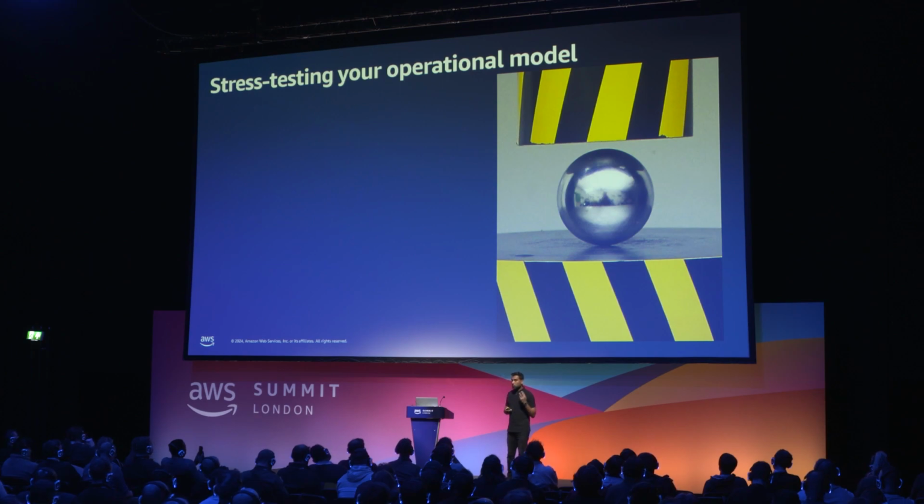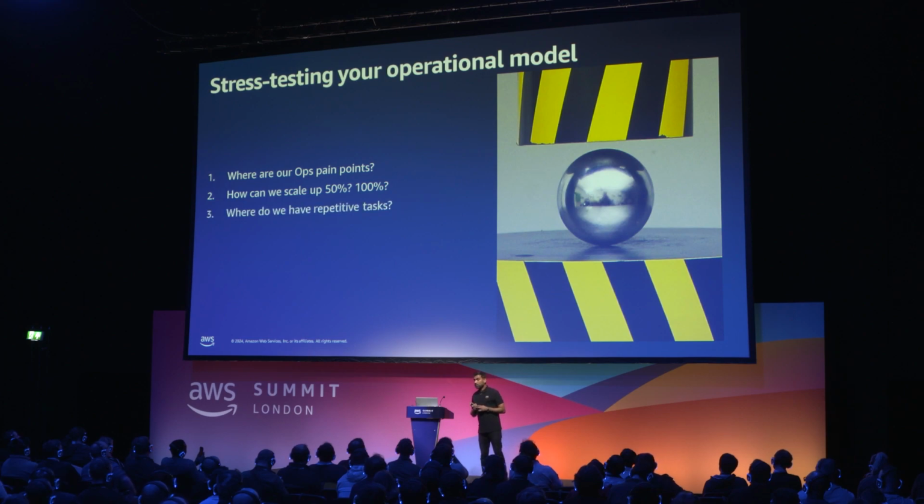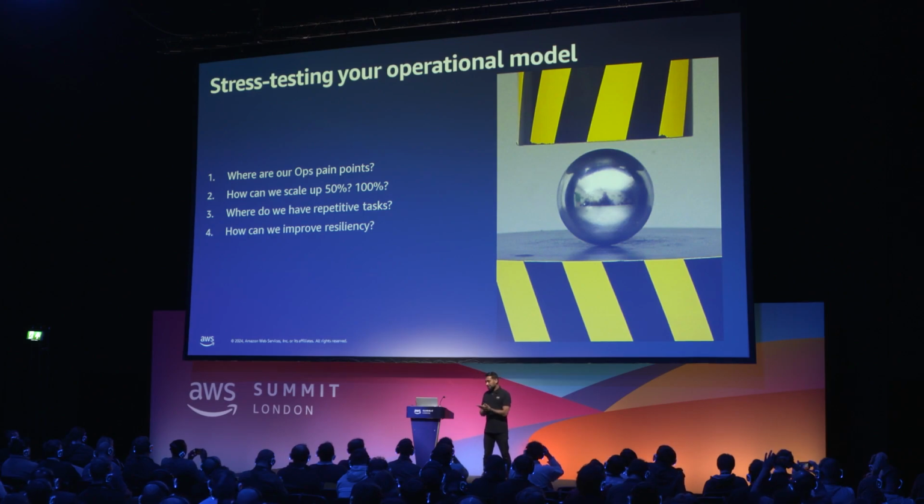And typically, we ask 4 questions here. One, what are our ops pain points? If we don't know the pain point, we can't address it, right? Second is, how can we scale? Third is, what are the repetitive tasks? How can we do automation? And then finally is resiliency. How can we improve that? And let's address each of them one by one in subsequent slides.